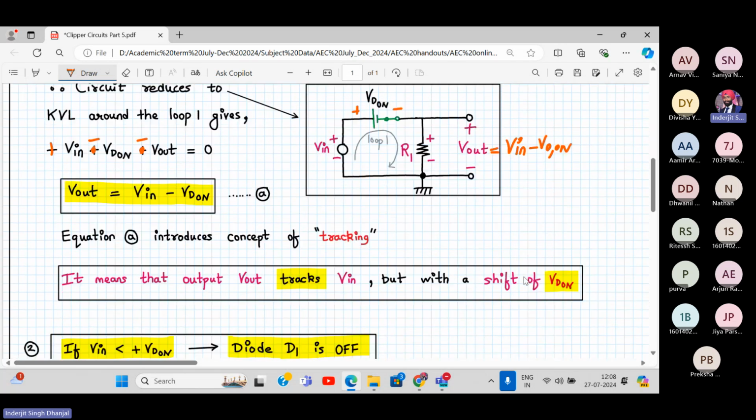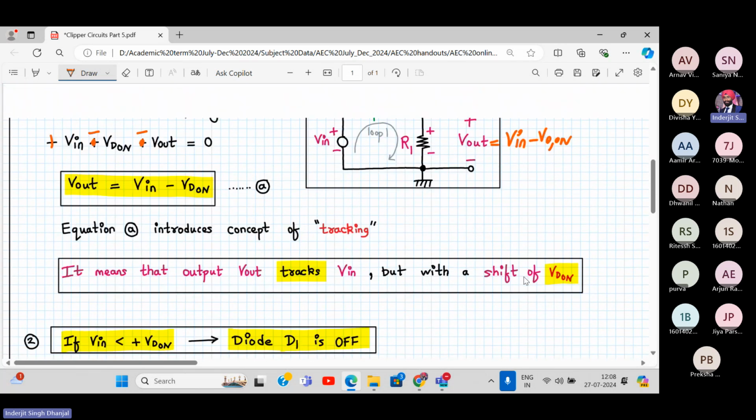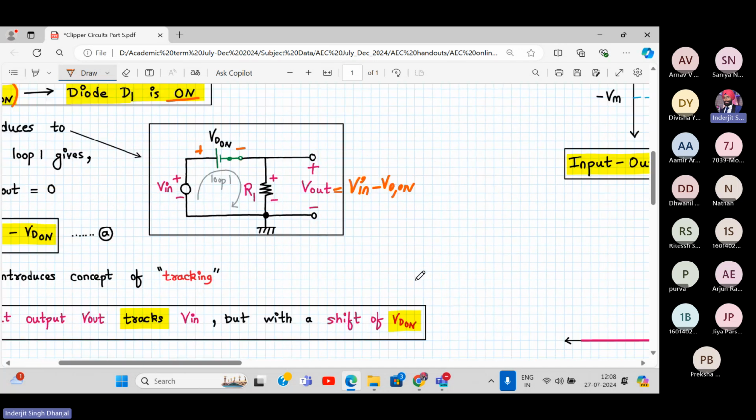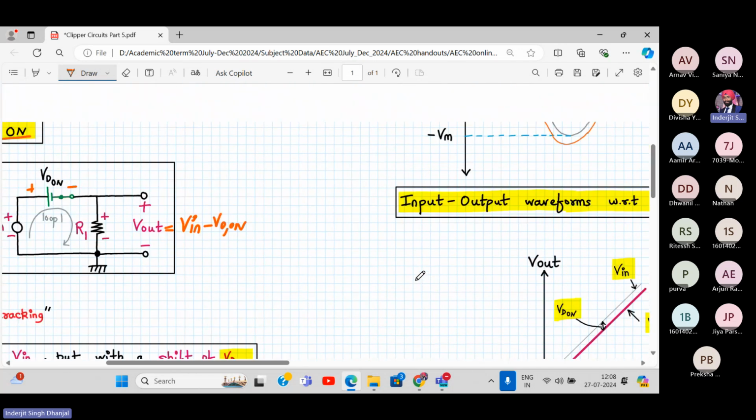Now comes the concept of tracking. It means output voltage Vout tracks Vin, but with a shift of VD on. Now, why is this possible? I mean, how is this possible? Can you tell me? How can we do it?